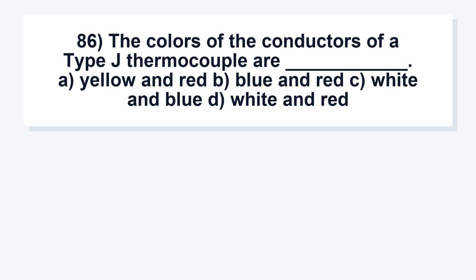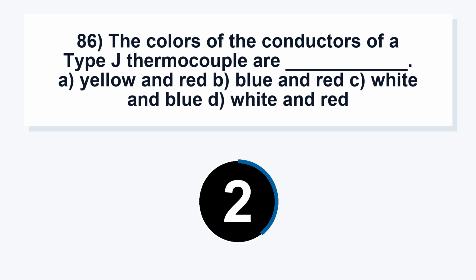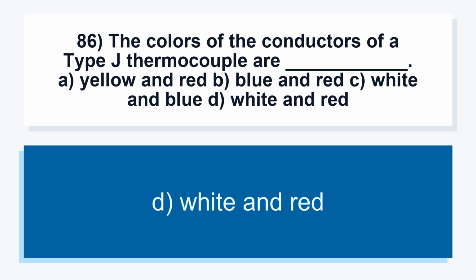86. The colors of the conductors of a type J thermocouple are blank. A. Yellow and red. B. Blue and red. C. White and blue. D. White and red. D. White and red.